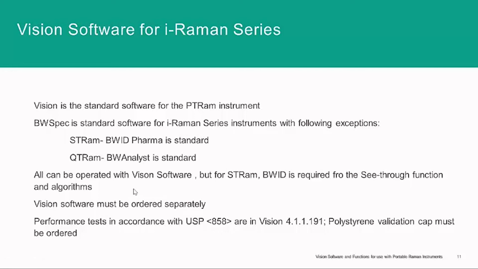But for the STRAM, the BWID is required for the see-through function and algorithms. Vision software is included with the PTRAM instrument, but must be ordered separately for the other systems. And the performance tests, in accordance with USP 858, are included for all of the instruments. The polystyrene validation cap must be ordered separately.